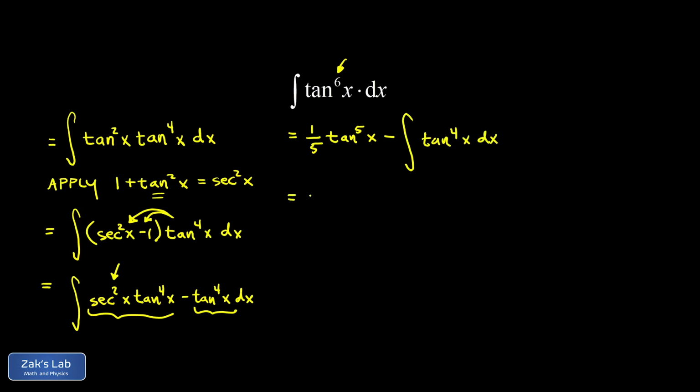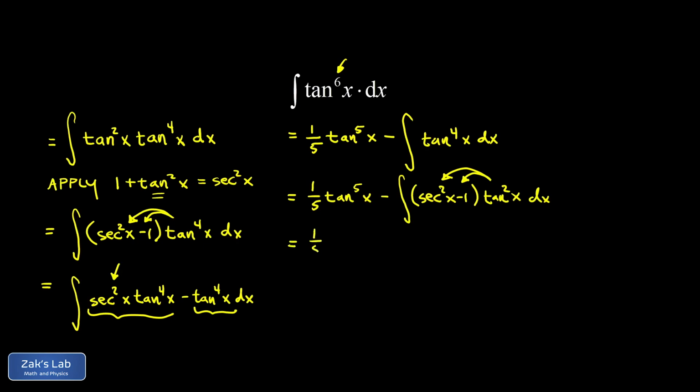And now all we have to do is repeat the same strategy that we started with. If I split off a tangent squared out of this, I can replace it with the secant squared x minus 1. And then I'm going to do all the same stuff. If I distribute that tangent squared, I end up with tangent squared next to the derivative of the tangent function, which is secant squared. And that's a guessable chain rule backwards kind of thing. And then I end up with this leftover term that's going to be just the tangent squared.